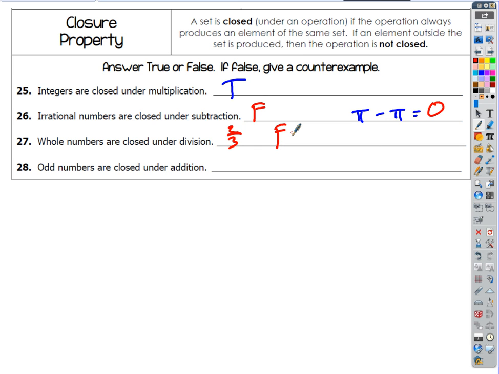5 plus 7, what's that equal? 5 plus 7 is 12. Is 12 odd? 12 is even though, isn't it? So if I take two odd numbers and add them, I don't necessarily get back an odd number. So false.